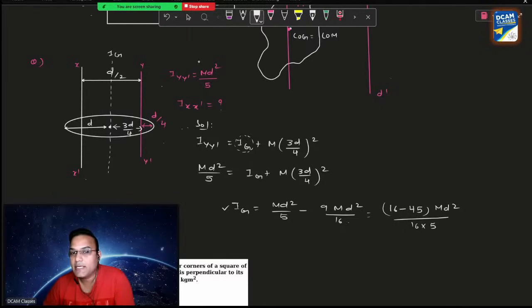Now after you have got Ig, to get Ixx dash, again you will do this one. Ixx dash will be equal to Ig plus, what is the distance between center and this? Center to this xx dash. How will you find? It is d by 4 plus d by 2, 3d by 4. 2d minus 3d by 4, na? This distance you will get is 5d by 4. This distance is 5d by 4.